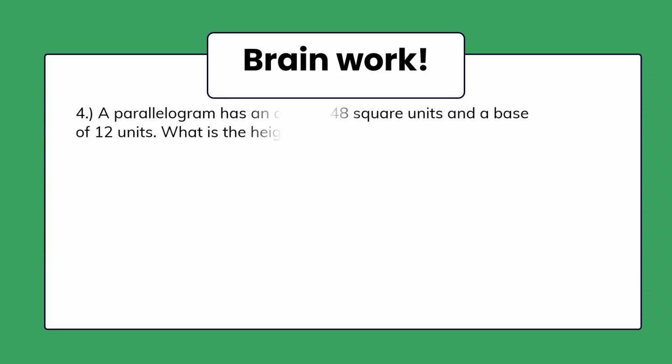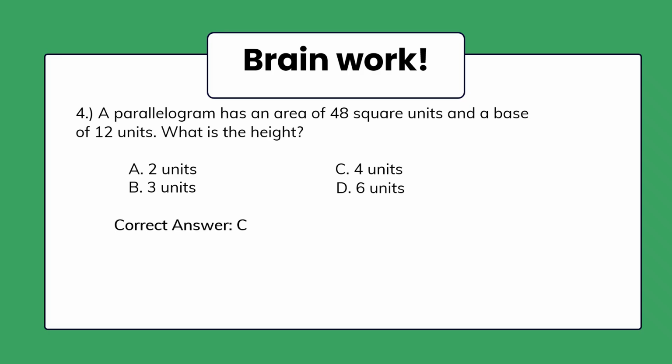Next problem. A parallelogram has an area of 48 square units and a base of 12 units. What is the height? A. 2 units, B. 3 units, C. 4 units, and D. 6 units. What do you think the answer? Alright, the correct answer is letter C, 4 units. How do we get 4 units?